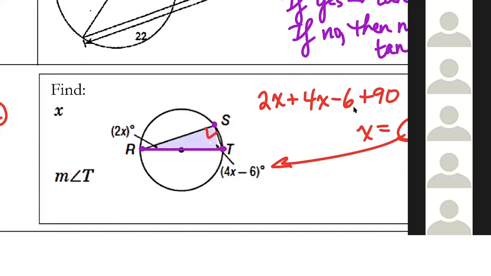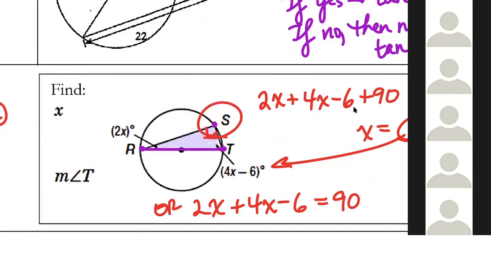The other thing you could do, it's a little shorter, if you just want to say that 2x plus 4x minus 6 equals 90. Because in a right triangle, the acute angles are complementary because you're taking away the 90 from the 180, so the leftover is 90. And then solve for x.